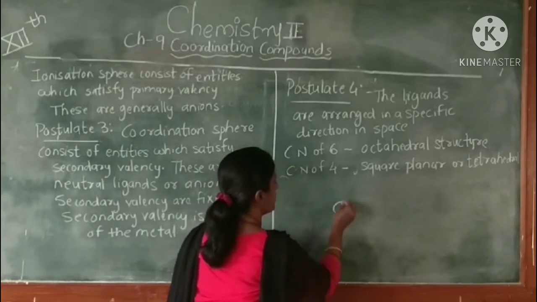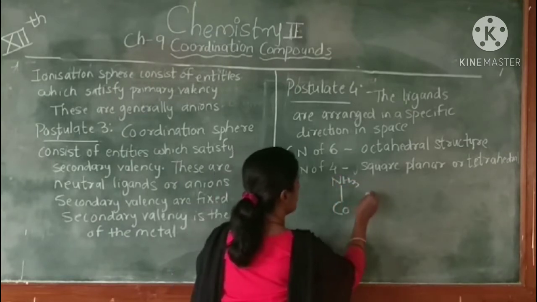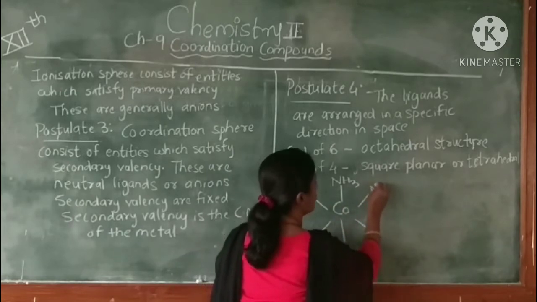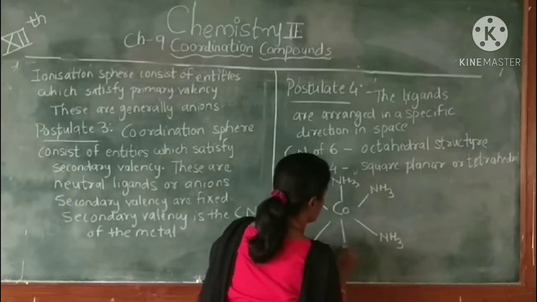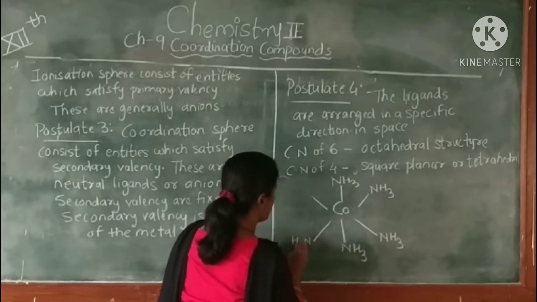So cobalt is in the center. You have 6 ammonia molecules which are surrounding cobalt. These are your ligands.